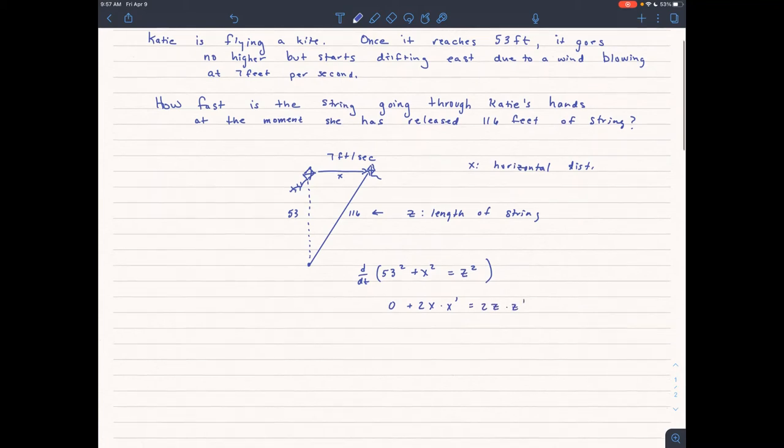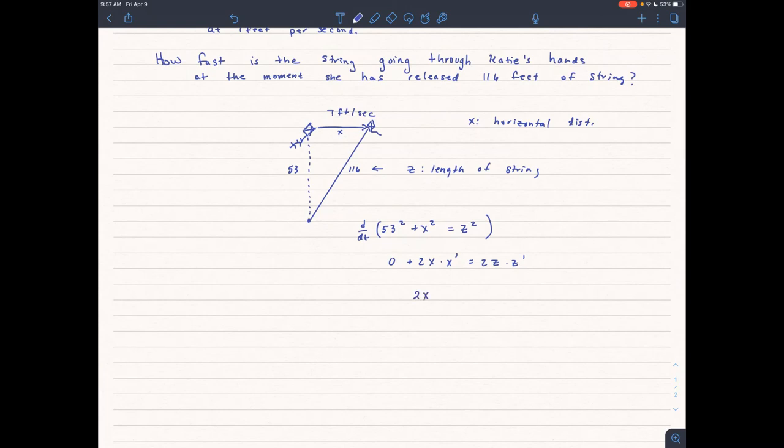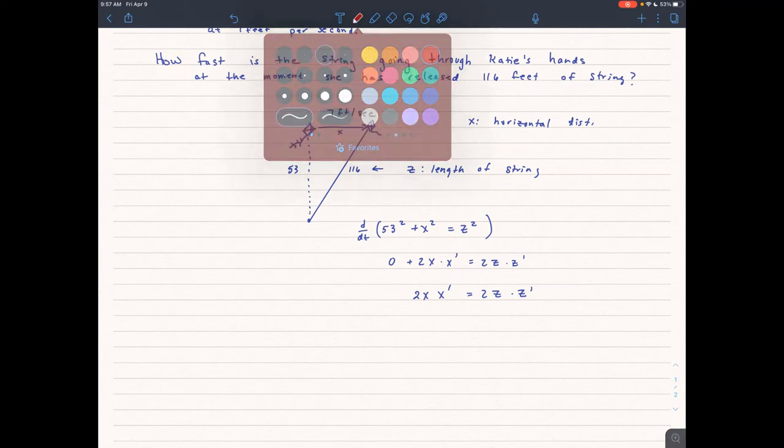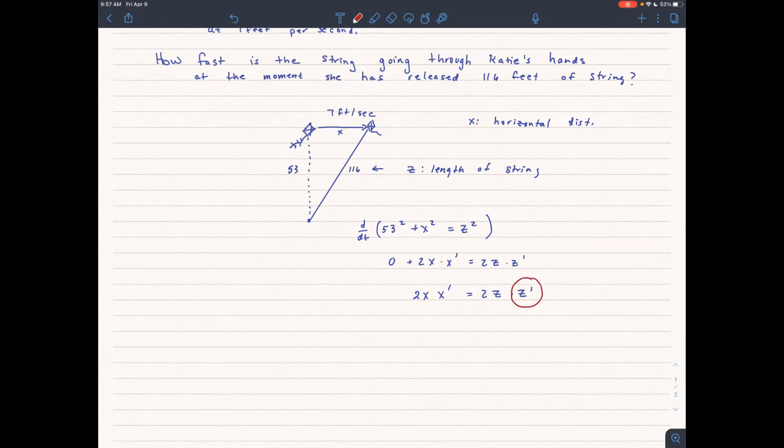All right, so here's my equation. I have 2x times x prime equals 2z times z prime. So how fast is the string going through Katie's hands? What I'm going to need in this case is my z prime. That's what I'm solving for. I know that z is 116 because that's the moment they want me to find the rate of how fast the string is going.